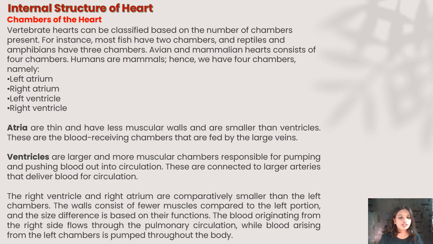The right ventricle and right atrium are comparatively smaller than the left chambers. The walls consist of fewer muscles compared to the left portion, and the size difference is based on their functions. The blood originating from the right side flows through the pulmonary circulation, whereas blood arising from the left chamber is pumped through the body.